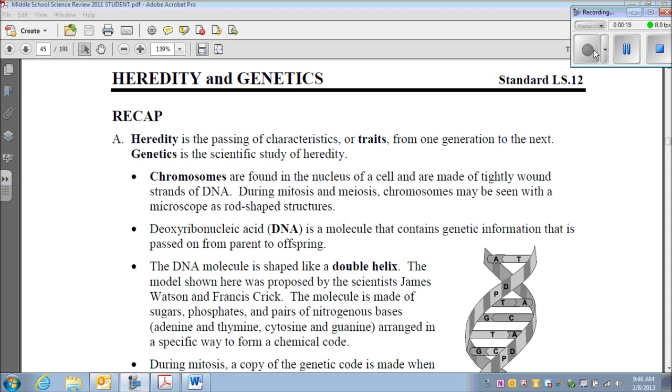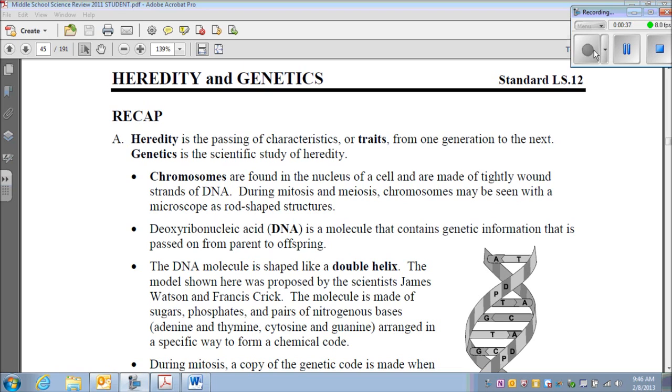Chromosomes are found in the nucleus of a cell and are made of tightly wound strands of DNA. During mitosis and meiosis, chromosomes may be seen with a microscope as rod-shaped structures.